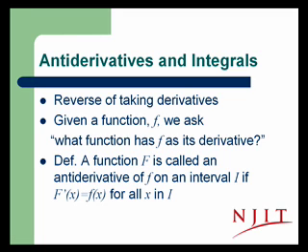Antiderivatives are just the reverse of taking derivatives. It's going backwards. Given a function f, we ask what function has f as its derivative. And we have a definition. A function capital F is called an antiderivative of f on an interval I if capital F prime of x is equal to little f of x for all x in I. What does that mean? That means big F is a function whose derivative is little f. If we start with little f, we want to find a big F that has little f as its derivative.